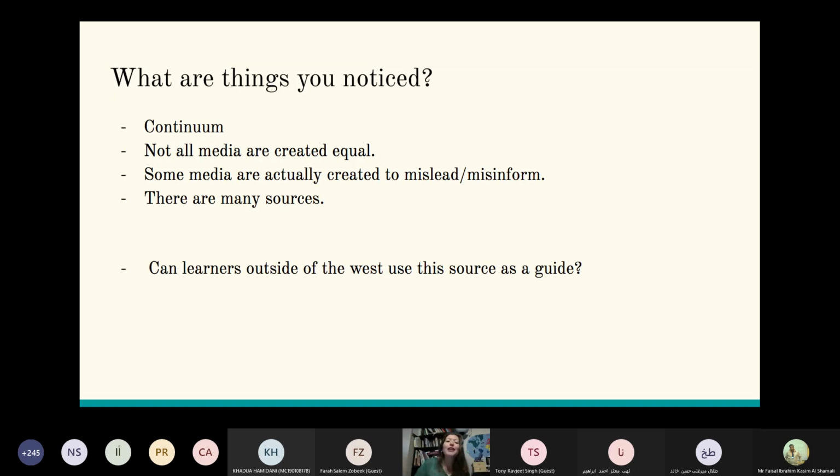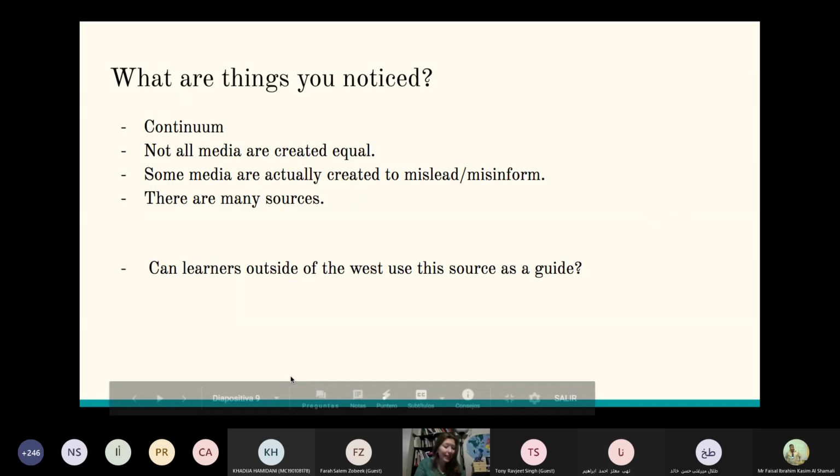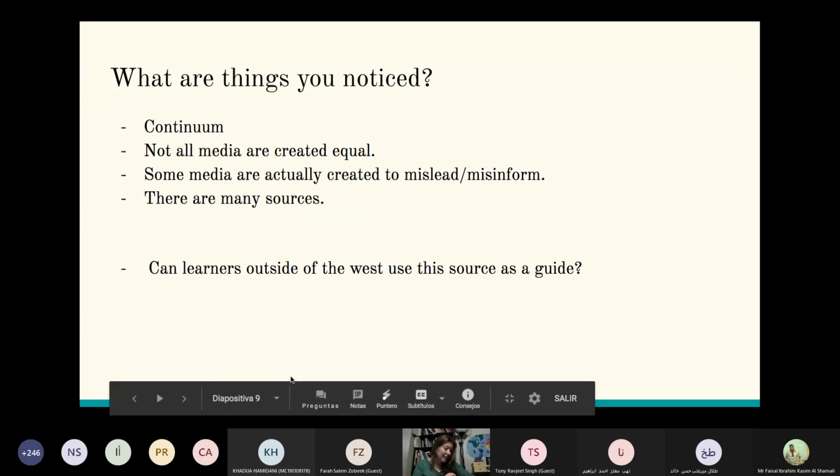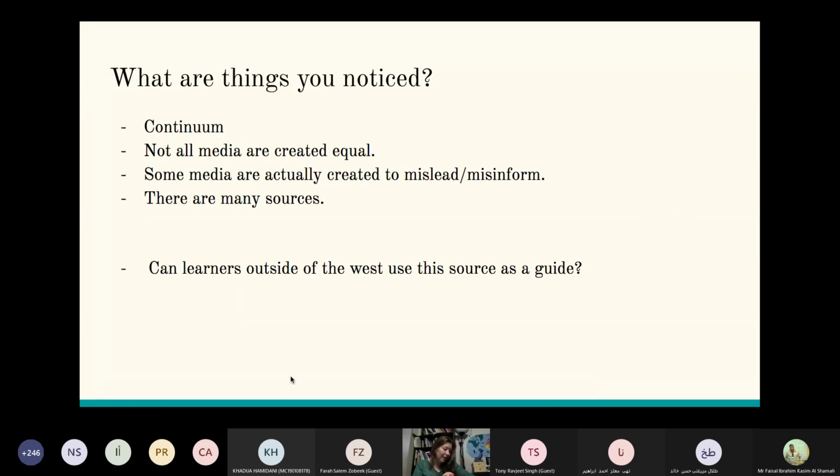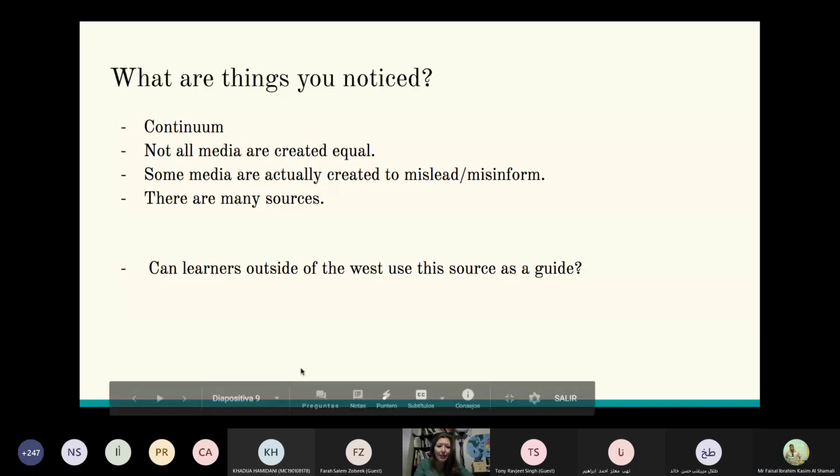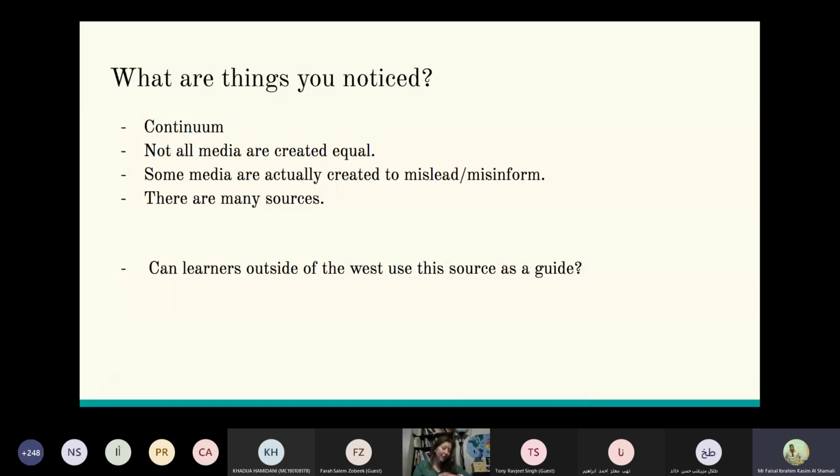So here is my question. How can learners outside of the West, outside of the US, use this source as a guide? Does anyone have any ideas? Different font letters, okay. Variety of methods. Misinformation on both sides, absolutely. Anyone else? Any other thoughts? Some say it's a variety of methods. Yes.